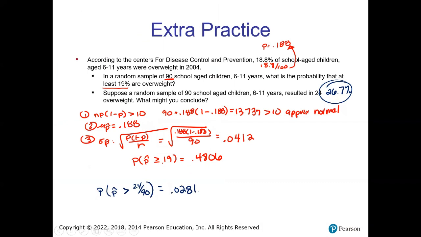So what can we conclude about that? Well, 0.0281 is smaller than 0.05. So this result is unusual.